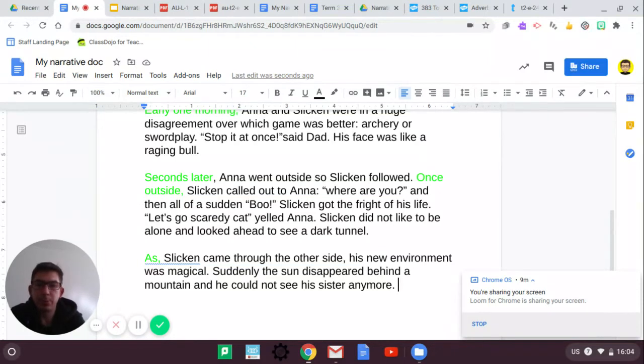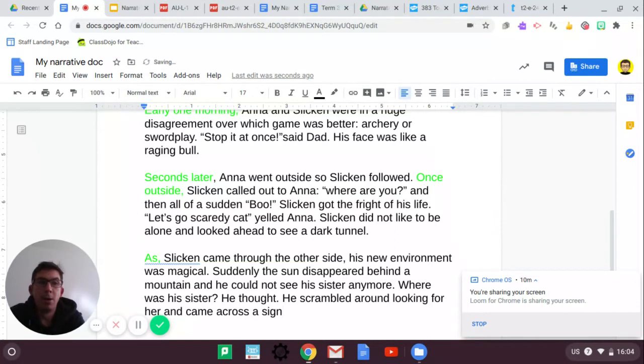Cannot see where. So where was his sister? He thought. Right? He scrambled around looking for her and came across a sign that read, oh, remember the Arctic Dragons Mountain. Dun dun dun. So I've got my 3 characters in here. I've got Anna, Slicken, and the dragon, Diablo. Okay, I could go and introduce him, but I'm just going to go ahead with the story. Okay, just keep writing.